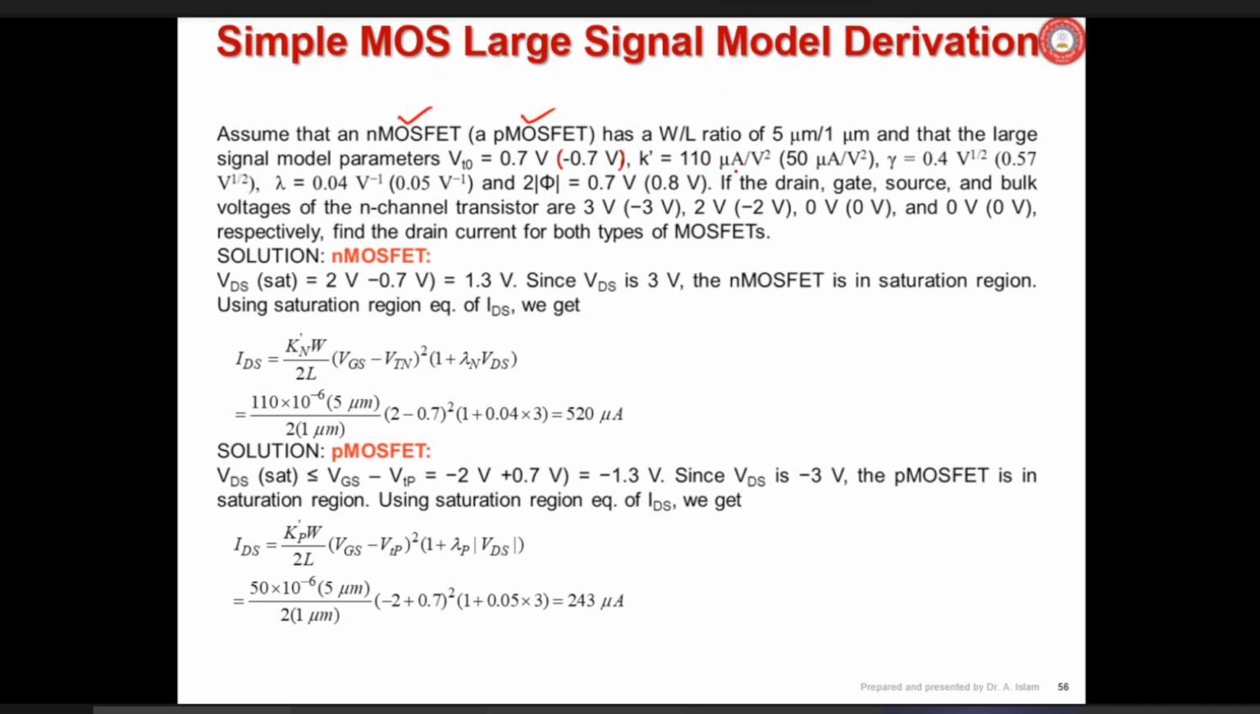Kn prime equals 110 microampere per volt square. This is for P MOSFET. Gamma equals 0.4 volt to the half, and this is for N MOSFET. For P MOSFET it is 0.57. And gamma is what? Body effect coefficient. Then lambda equals 0.04 volt inverse. In case of P MOSFET it is 0.05 volt inverse, and 2 phi is 0.7 volt, and for P MOSFET it is 0.8 volt.